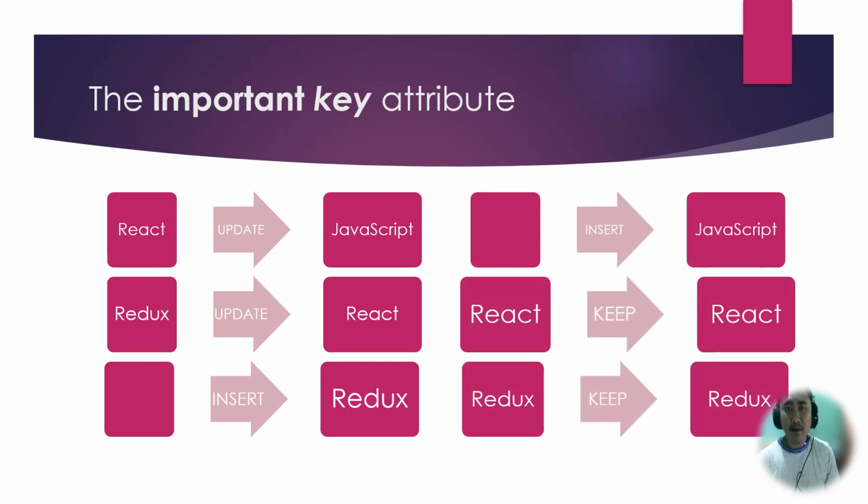But when we using key attribute, behind the scene, React will insert the new JavaScript data first, and then keeping the other two data without updating it. Okay?